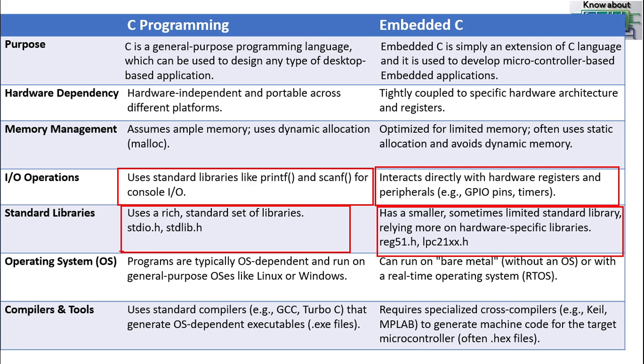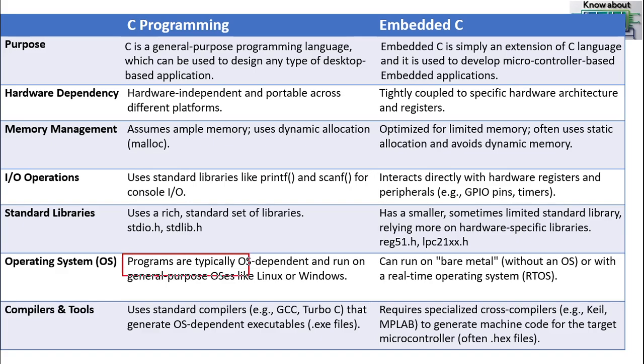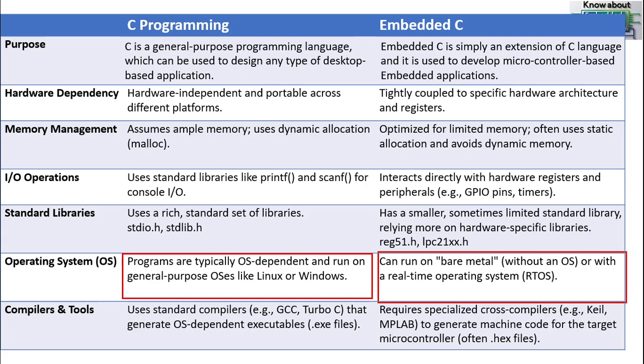As for the operating system, C programming usually uses a Linux or Windows operating system. In embedded C programming, in most applications we may not use an operating system to run the microcontroller or embedded system application. That type of application is called bare metal programming, that is, developing code without an operating system, or sometimes we use a real-time operating system. So this is the sixth difference.